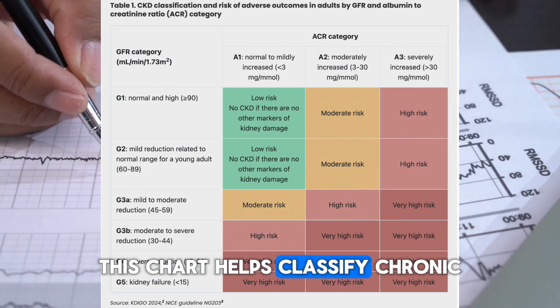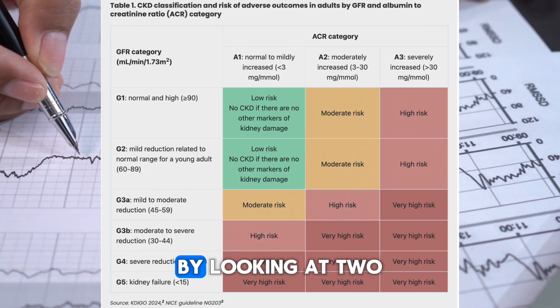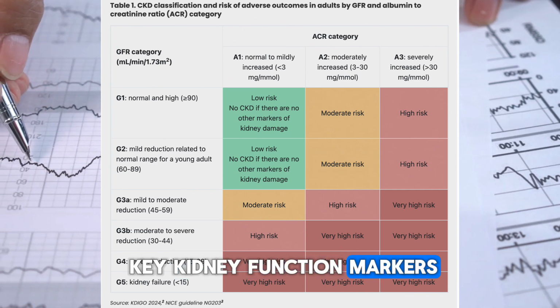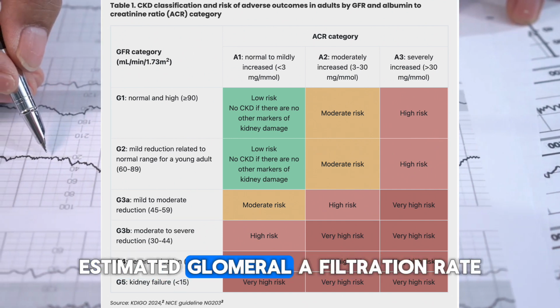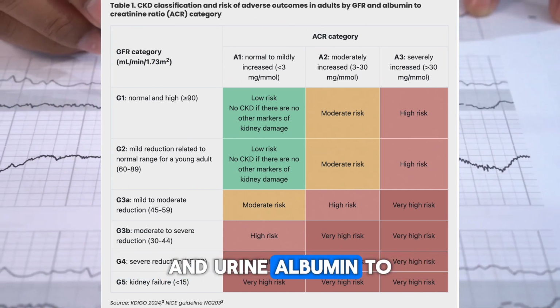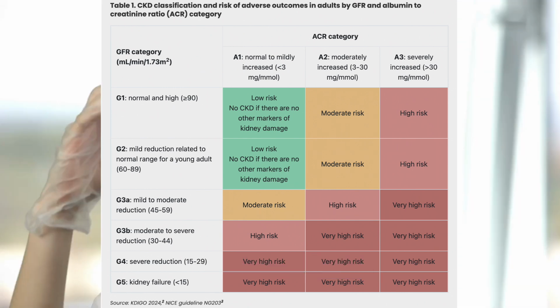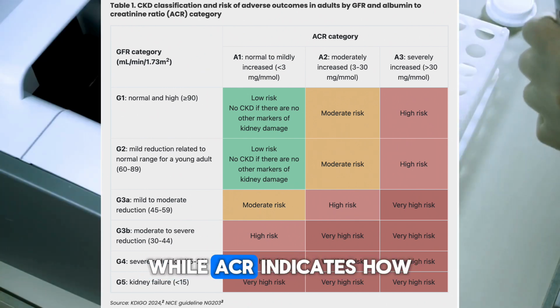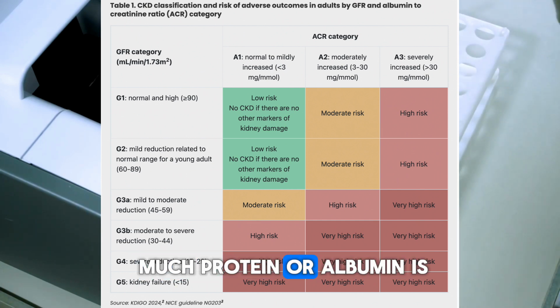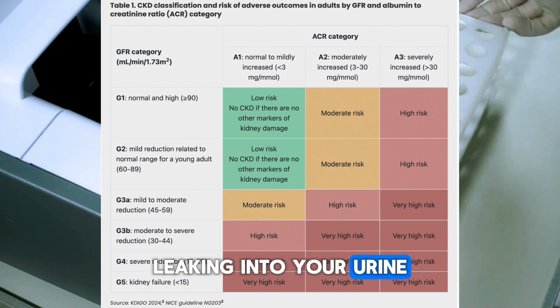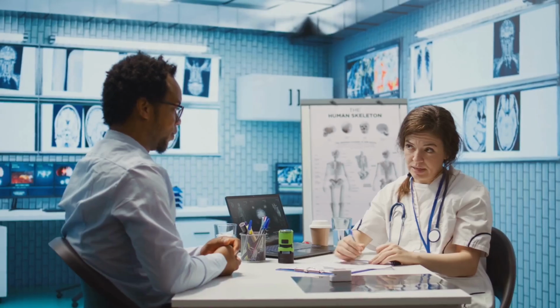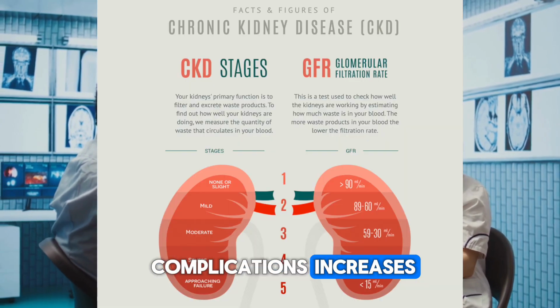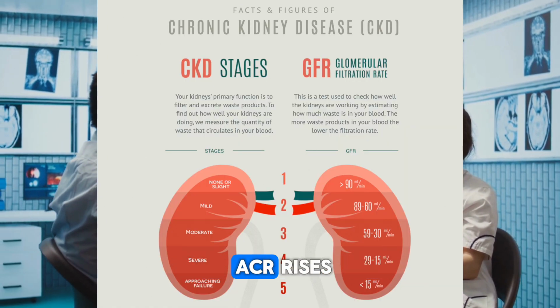This chart helps classify chronic kidney disease risk by looking at two key kidney function markers: estimated glomerular filtration rate and urine albumin to creatinine ratio. Estimated GFR measures how well your kidneys filter waste, while ACR indicates how much protein or albumin is leaking into your urine, a sign of kidney damage. The risk of kidney-related complications increases as eGFR declines and ACR rises.